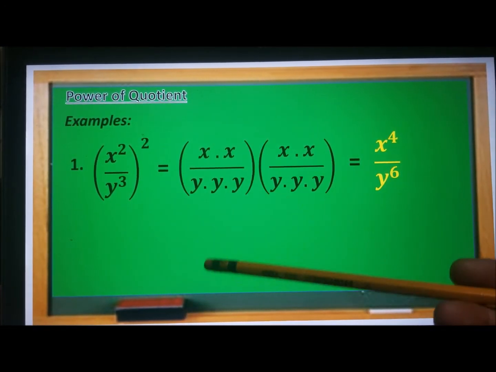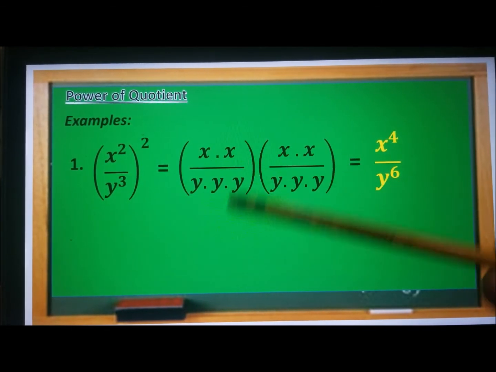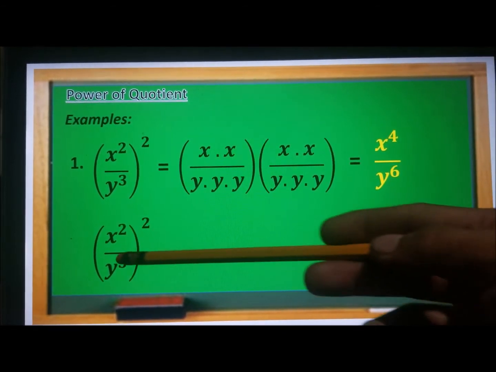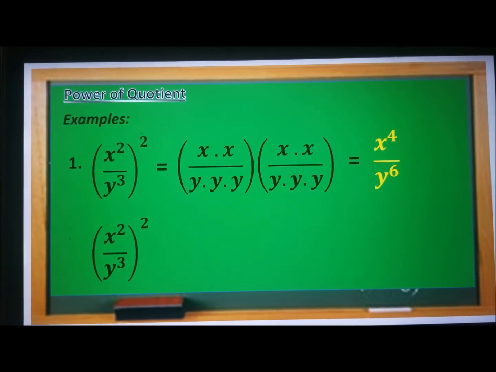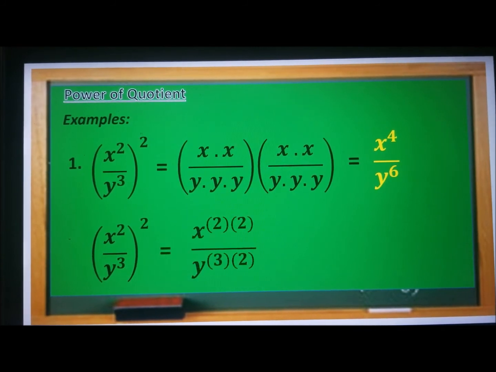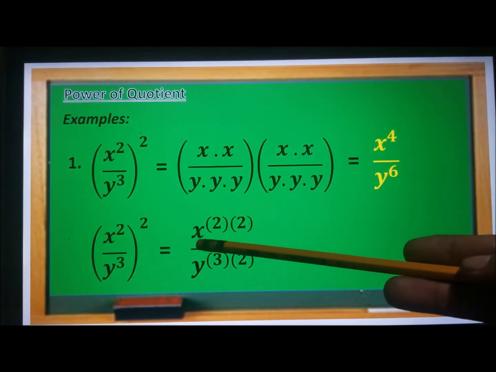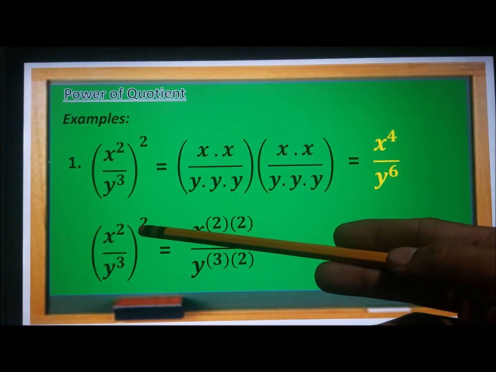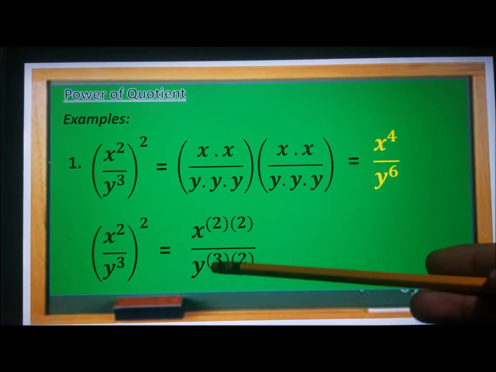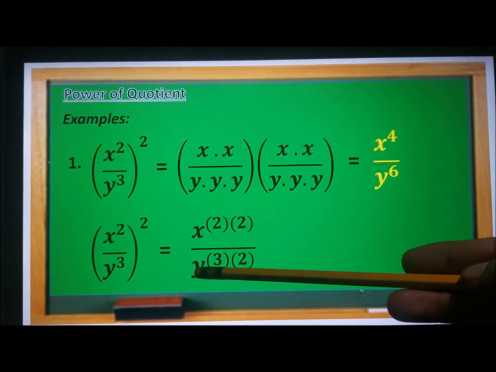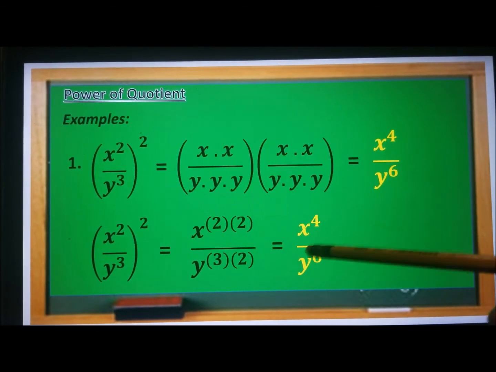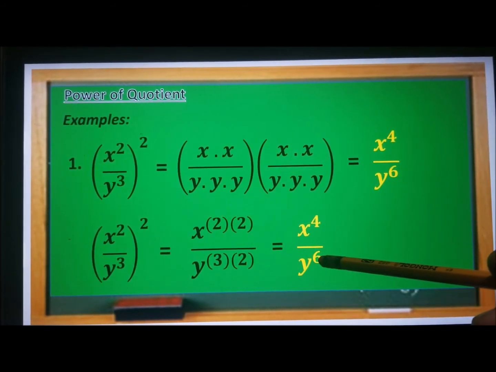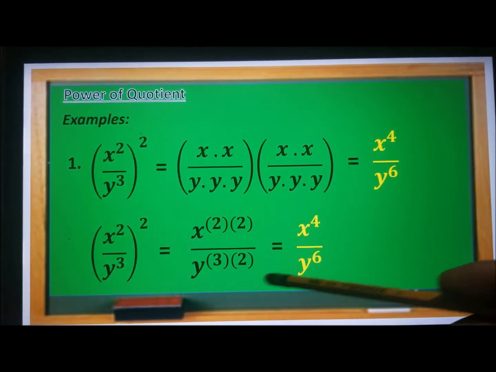Now, if we want to answer this using the power of a quotient rule, all we have to do is copy the base of the numerator and denominator, then multiply the outer exponent with the inner exponent. So we'll have x as the base of the numerator, then multiply the inner exponent 2 by the outer exponent 2. For the denominator, we have y raised to 3, then multiply it by 2. So we will have x raised to 4, y raised to 6, because 2 times 2 is 4 and 3 times 2 is 6.